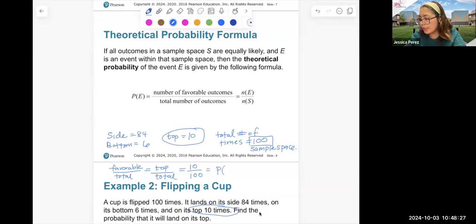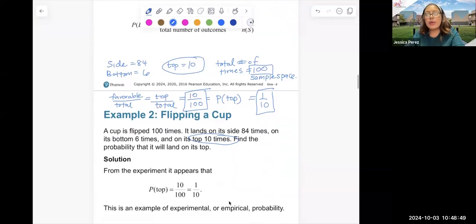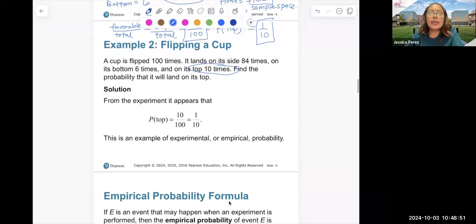That would be the probability of getting a top. You can also reduce that probability to 1/10. 10 over 100 is the same as 1/10. So there it is. You're looking for a probability that the cup will land on the top. That's 10 times over 100. That tells me 1/10.